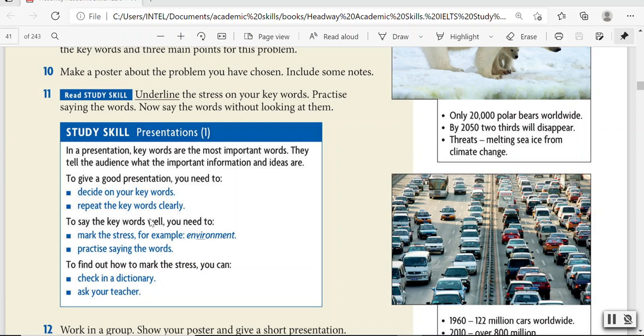To say the keywords well, you need to. Number 1 in here. Mark the stress, for example, environment. Mark the stress. While we say stress, it means say that word in longer and louder voice.